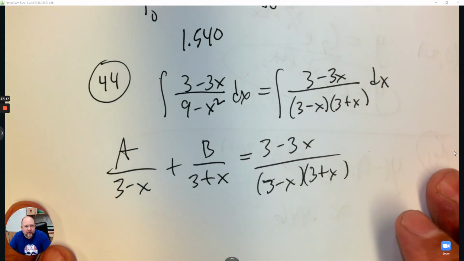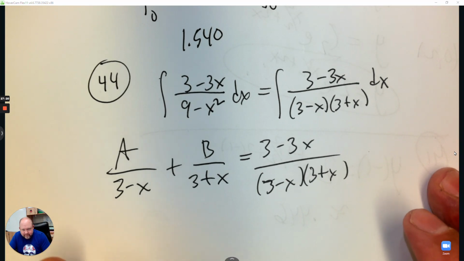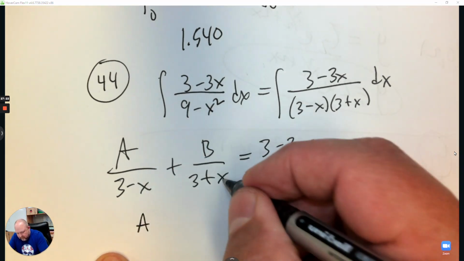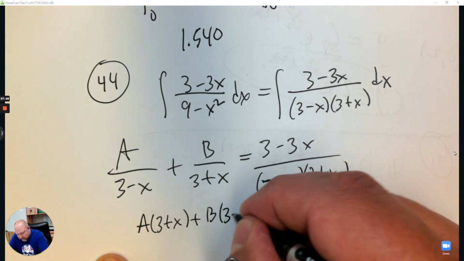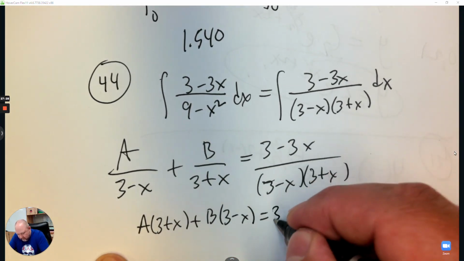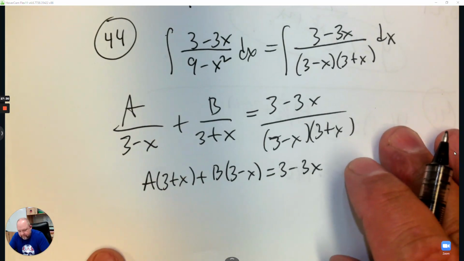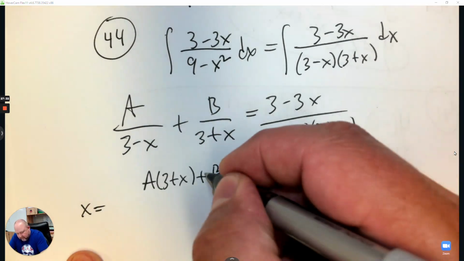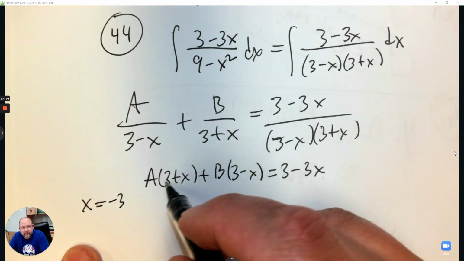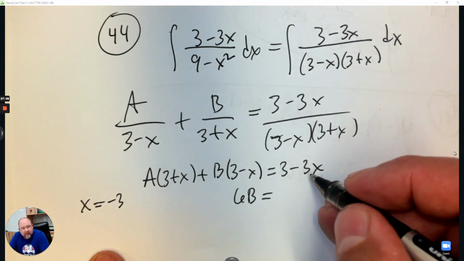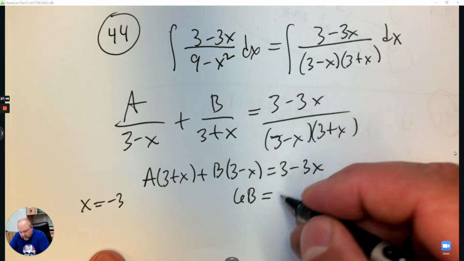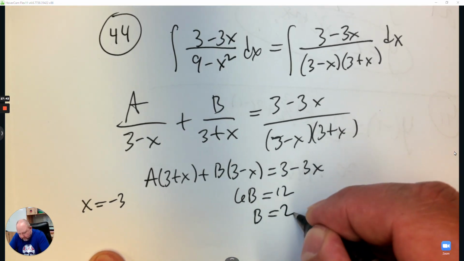Again, press pause, see if you can find A and B before I do it. So A, I'm going to multiply it by 3 plus x. B, I'm going to multiply it by 3 subtract x. And that's equal to 3 minus 3x, the numerator. So if x equals negative 3, then I get 6b. Negative times a negative is 12. Divide, and b is equal to 2.